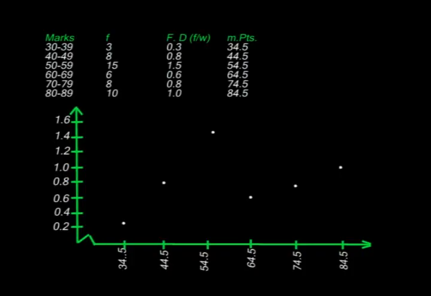So I have those dots representing the respective positions. Now all I need to do to complete my polygon is to join those points. There I have my frequency polygon. You can see I have plotted the frequency densities against the midpoints of the respective classes.